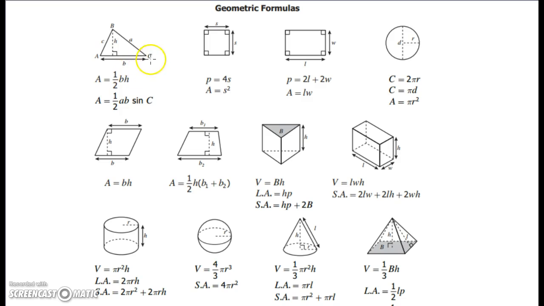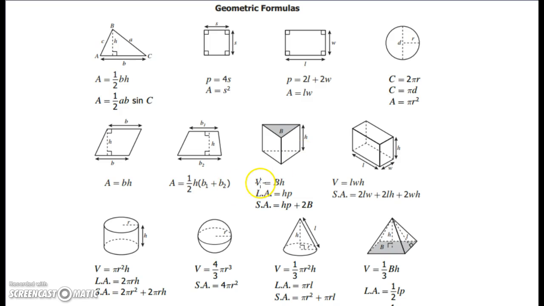You'll see that they give you area and perimeter formulas for all of the flat shapes. Circles would be area and circumference. And then you can see that for the 3D figures, they give you a formula for volume, a formula for surface area, and a formula for lateral area. The lateral area is just the area around the outside, not including the top and the bottom.